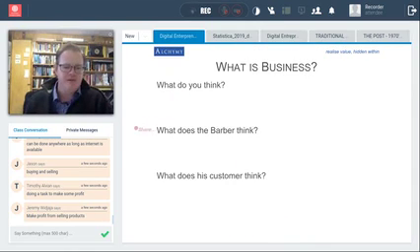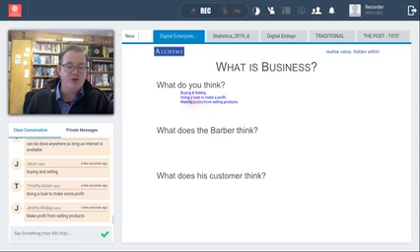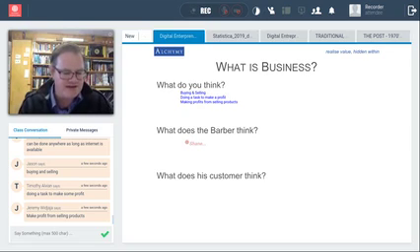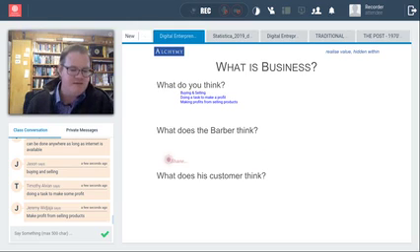So what is business? You've given me a couple of things there. It's buying and selling. It is doing a task to make a profit. Making profits from selling products. All of those things. Let me ask the question in a slightly different way. What does the barber, the guy who's cutting hair, think about? What's he thinking about when he's doing this? And then what does his customer think?